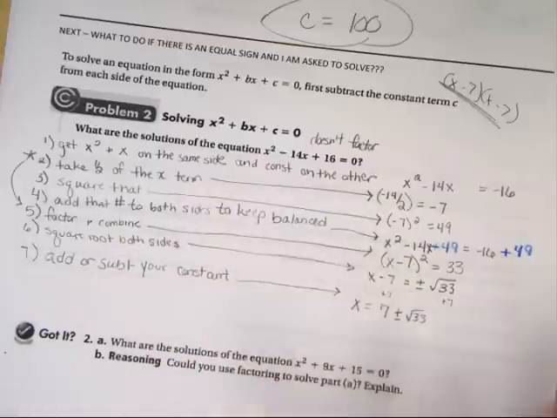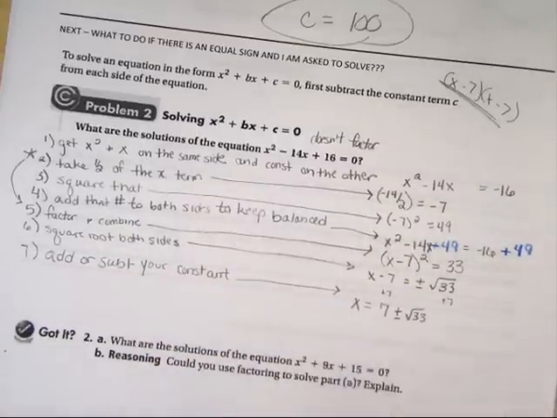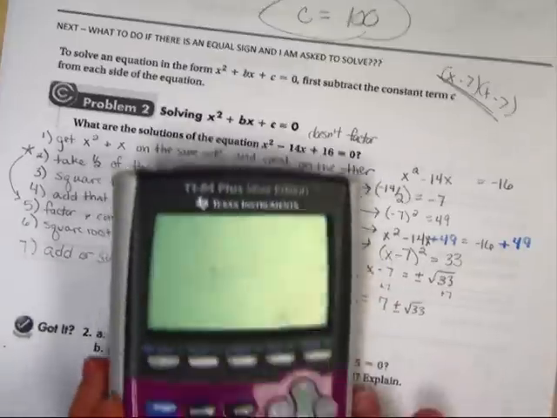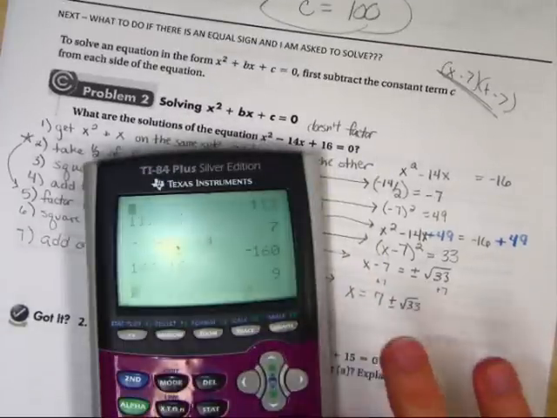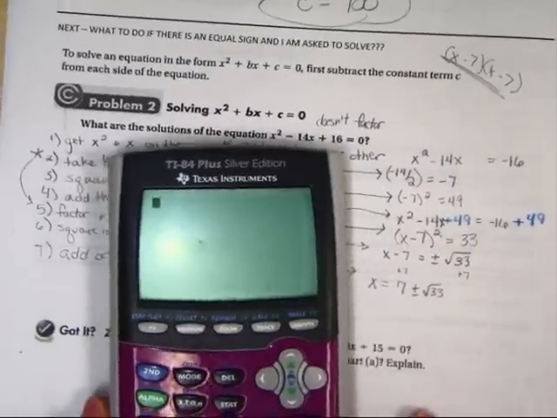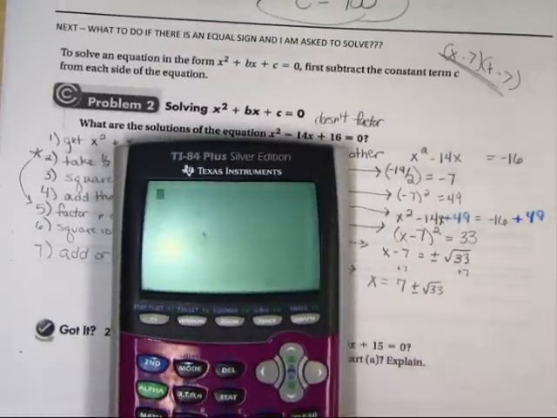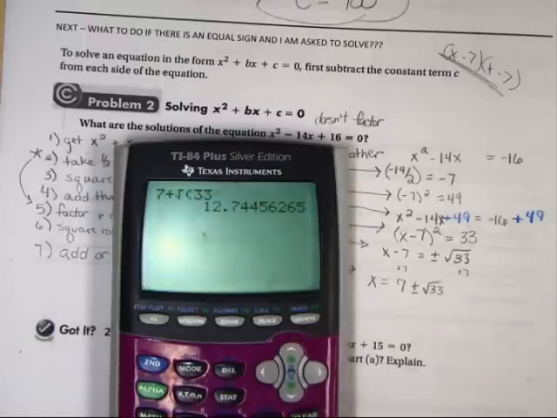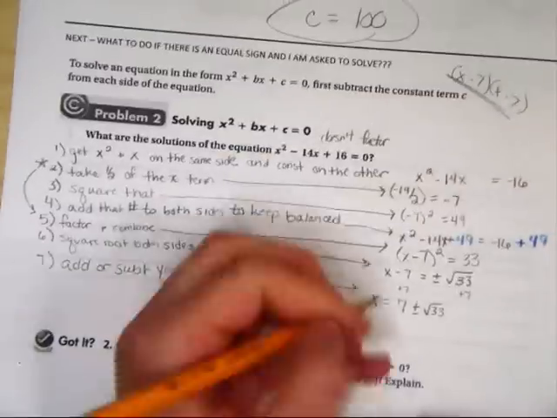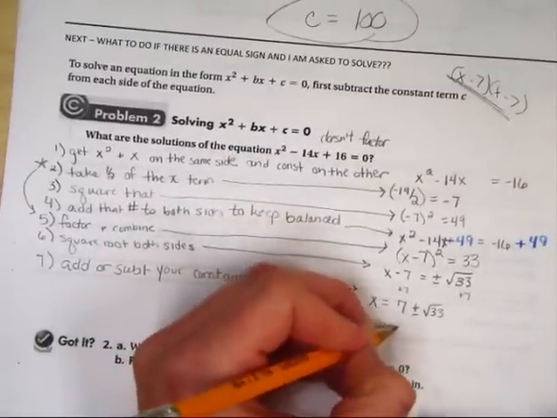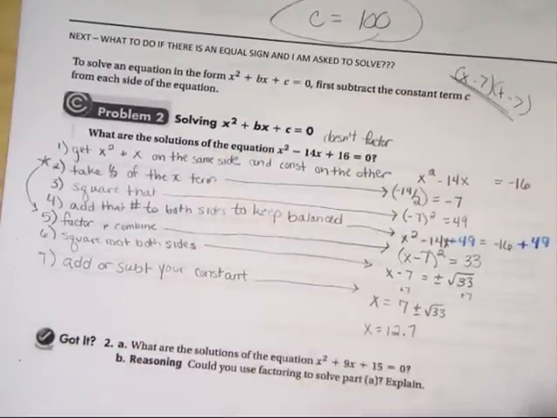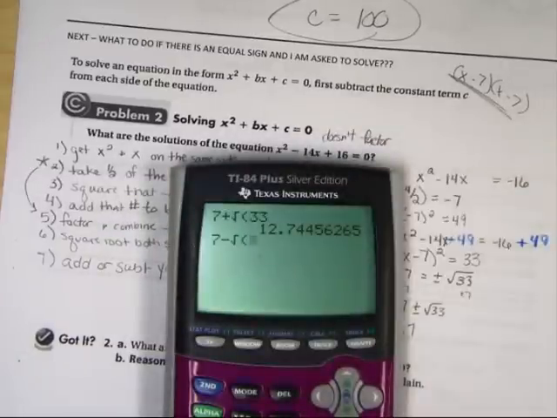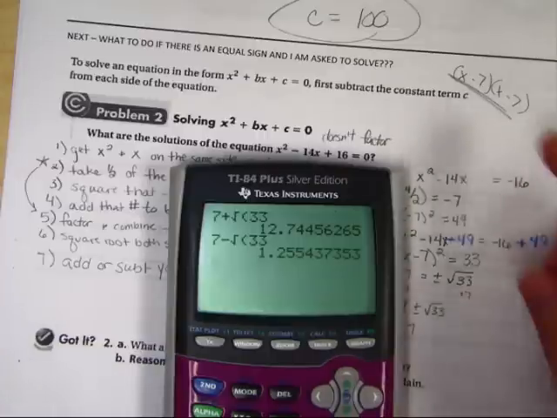So what you should get used to is, since I haven't taught you how to reduce square roots yet, we're going to get decimals. I know I did say the word decimals. When they're not perfect squares, it's what you're going to have to do for right now. So we'll do 7 plus the square root of 33, which is 12.7. So x equals 12.7 when we add. And 7 minus the square root of 33 is 1.3.